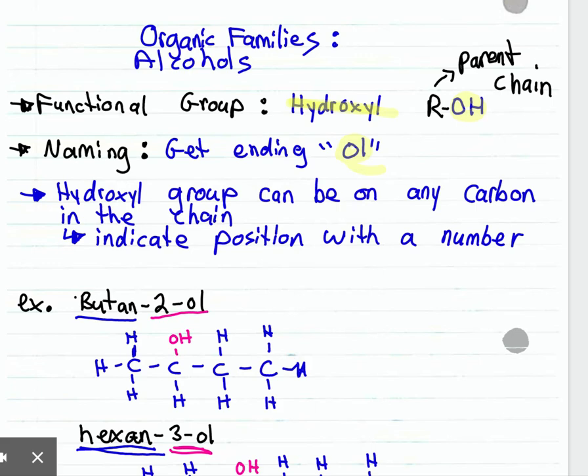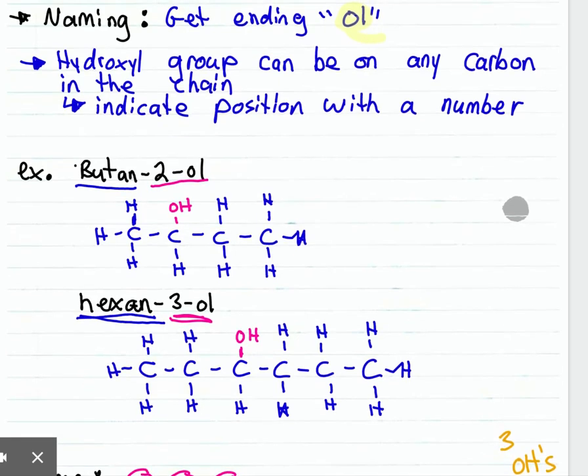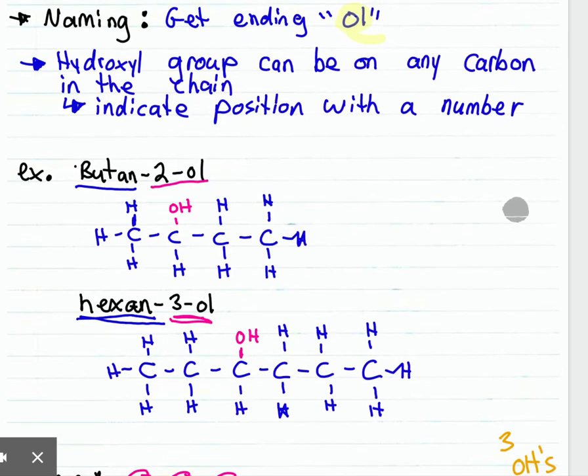It's important to note here that the hydroxyl group can be on any carbon in the chain. So it can be on any carbon in the chain. And what you do is you indicate position with a number. So I have a couple examples right here for you to look at. These are two really simple examples.